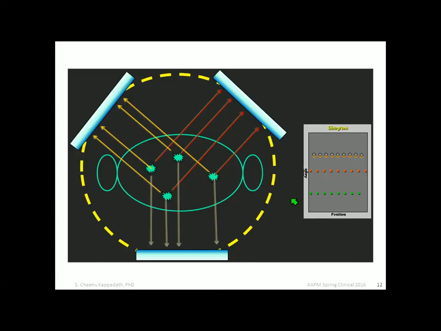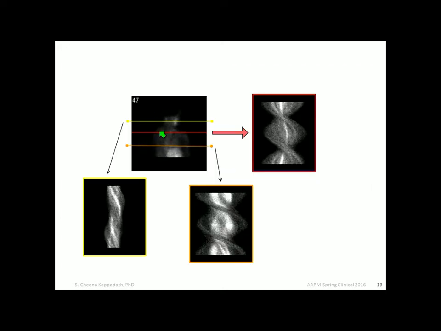Okay, and that is what is shown here to generate a sinogram. So here's sort of a patient cartoon. You can see photons coming from different views here, and as the gamma camera moves around, you are filling sinogram space. Okay, so here's an example of a projection image.